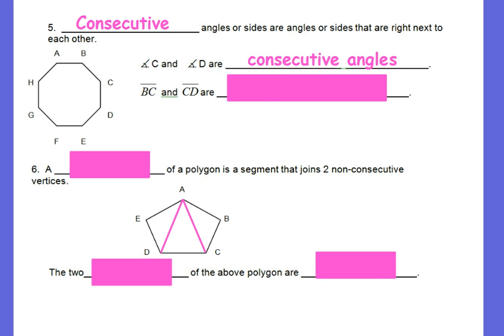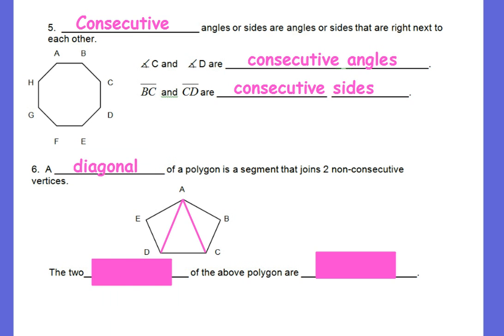consecutive angles. And you can also say that with segment length. So like BC over here, and CD, we would say those are consecutive sides because they're right next to each other. A diagonal of a polygon is a segment that joins two non-consecutive vertices. Okay, so if I said, draw all the diagonals from point A, well, I wouldn't go from A to B. Those are consecutive vertices. That's not a diagonal. You have to join it to all its non-consecutive vertices. So we'd say AC and AD are the only diagonals from point A.